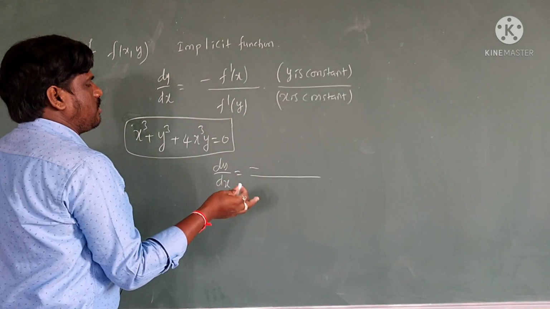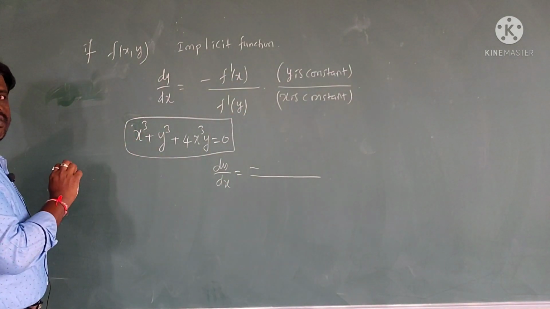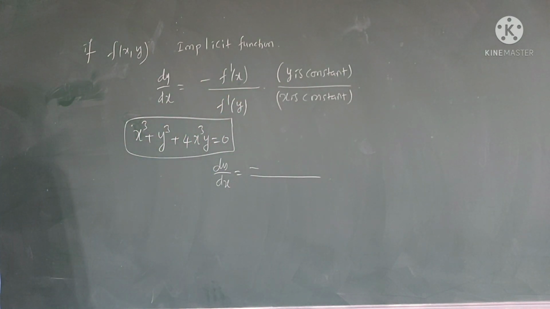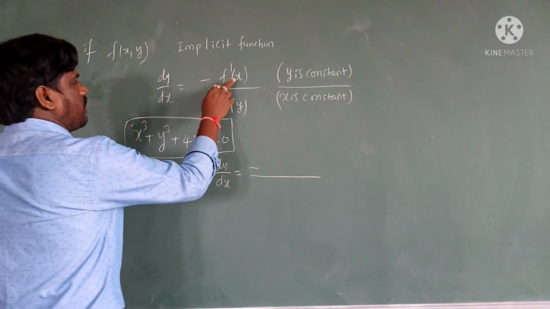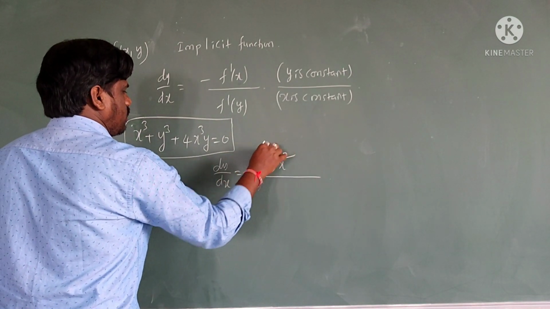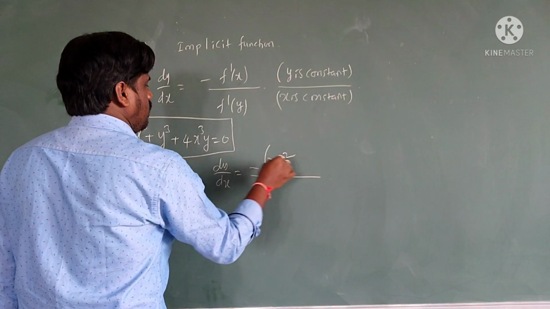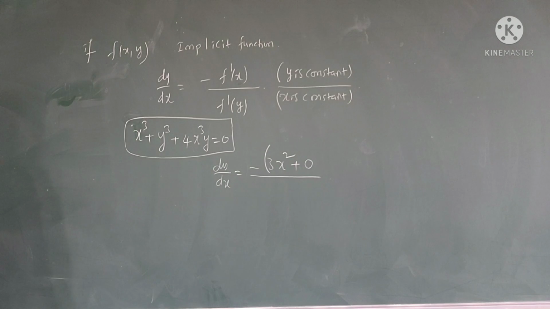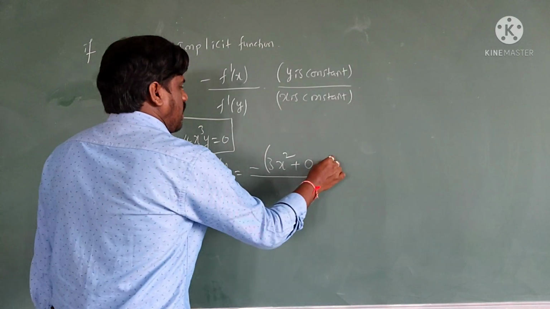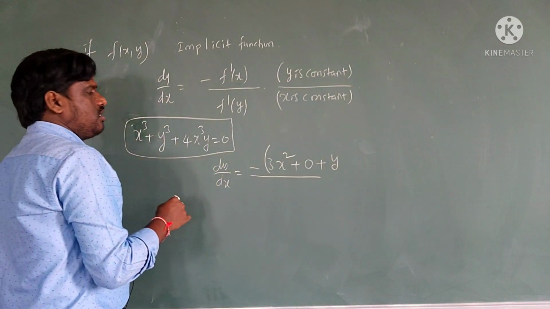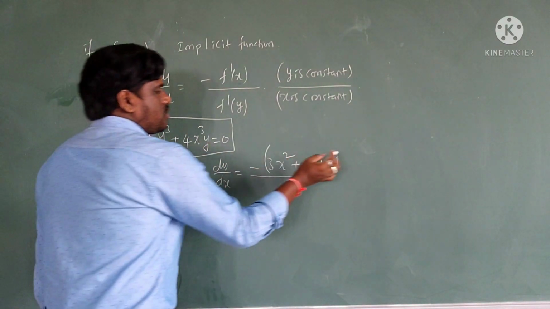So f dash of x, what you'll do here? We differentiate x cube with respect to x. The meaning is to differentiate with respect to x, treat y as constant. So differentiate with respect to x, this one, what I get here? 3x square plus, y you have to treat as constant, so 0. Plus y you have to treat as constant. What is 4x cube differentiation? 12x square.